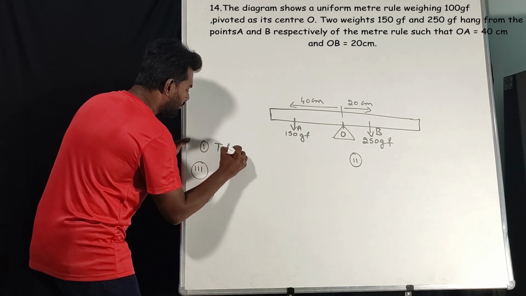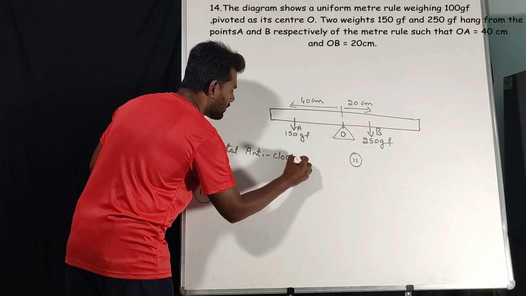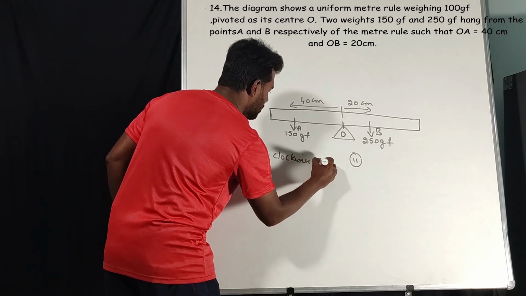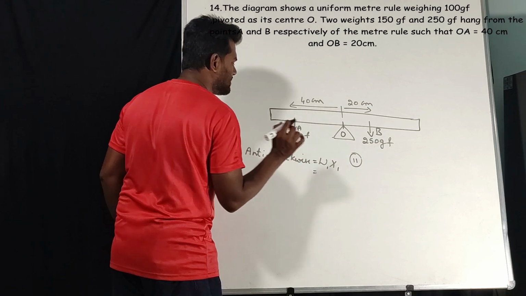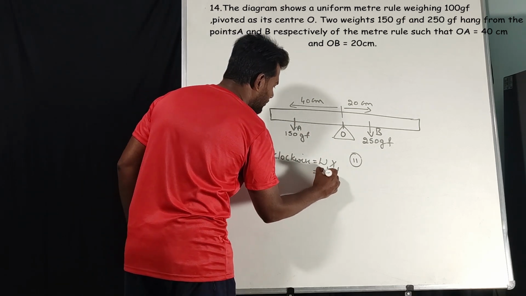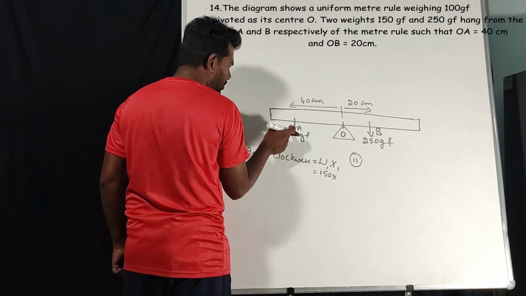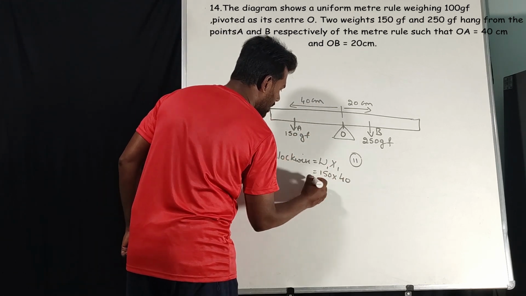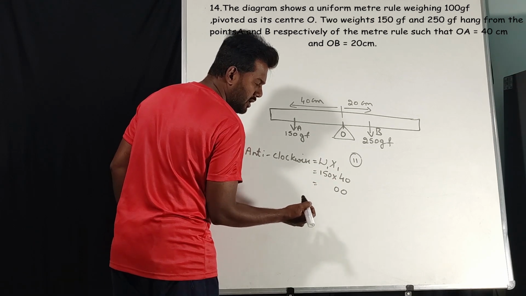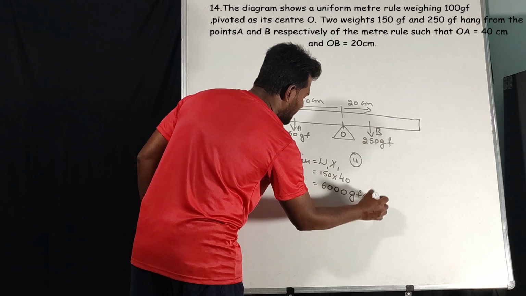So total anti-clockwise moments is equal to W1 into X1. What is the value of W1? W1 is nothing but 150 GF, the weight of this load. 150 into X1. X1 is nothing but the distance from the pivoted point to this load, that is 40. Okay, 150 into 40, for 2 zeros, 15 fours are 60. So it is 6000 gram force centimeter.